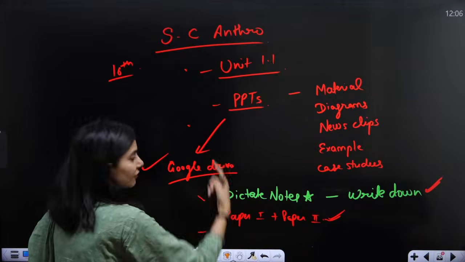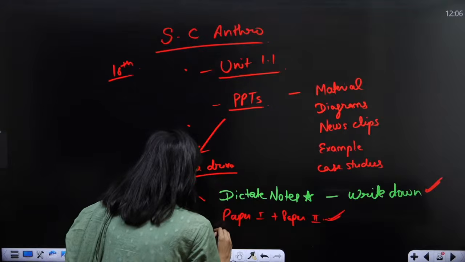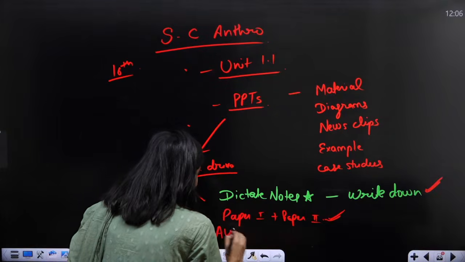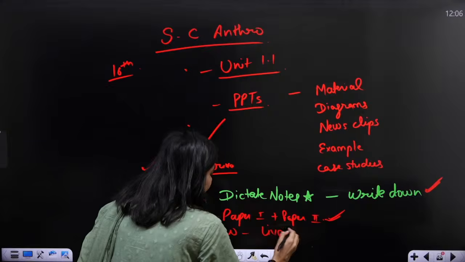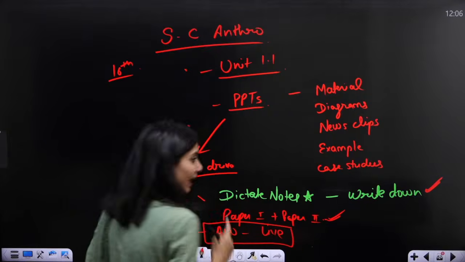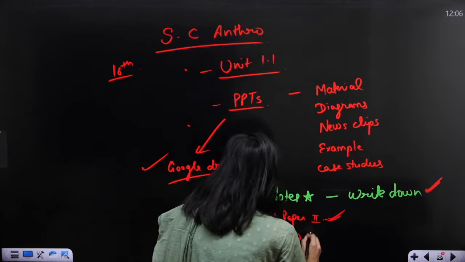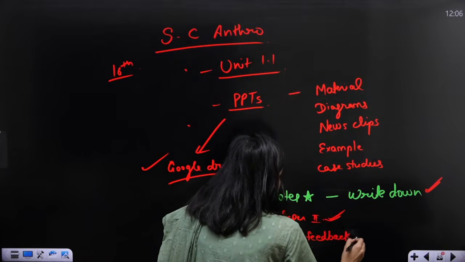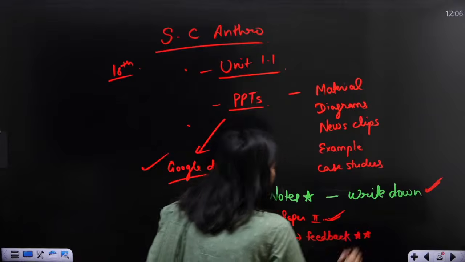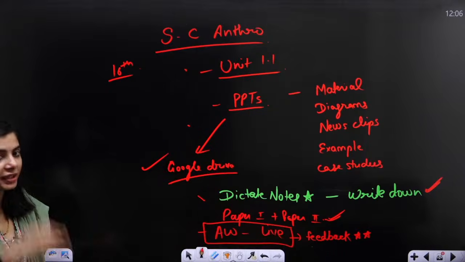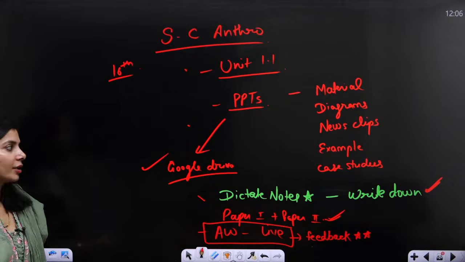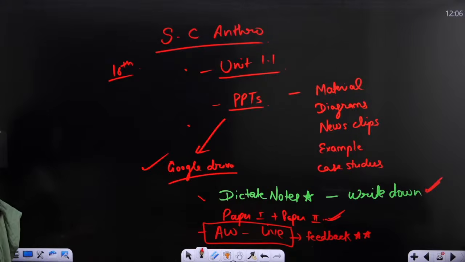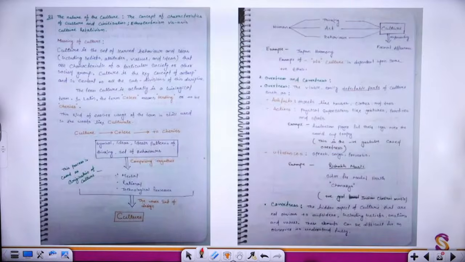After we are done with one unit, I will explain how to do the answer writing, and then we are going to have live answer writing. For this live answer writing, I am going to provide you the feedback. For this batch, I am the one who provides the feedback. So this is going to be the basic pattern. I hope you are able to understand how we'll be doing it. Now let me show you a sample.